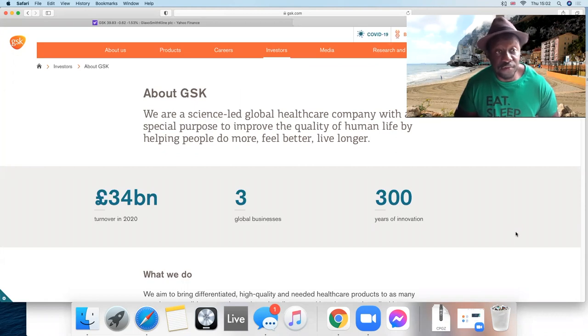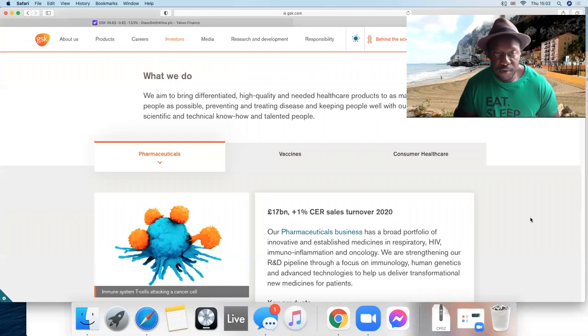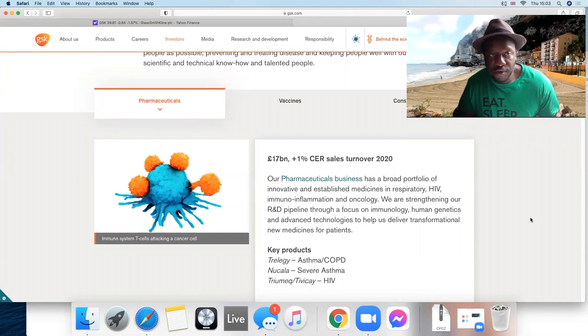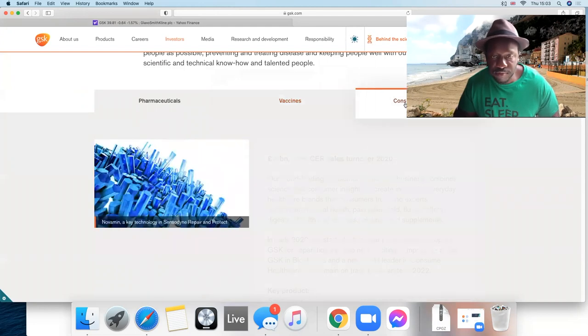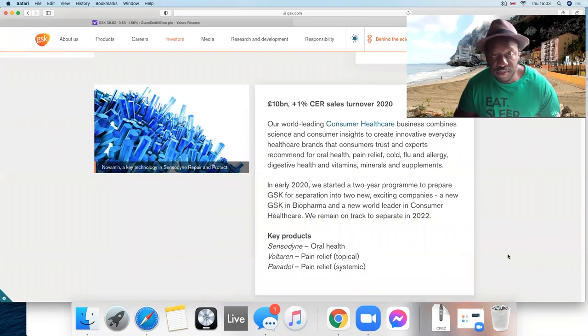It turned over $34 billion in 2020 alone. Their three main sectors are pharmaceuticals, vaccines, and consumer healthcare. Under pharmaceuticals, their key products are Trelegy for asthma, Nucala for severe asthma, and Triumeq and Tivicay for HIV. For vaccines, their key products are Shingrix for shingles, Infanrix for pediatrics, and Bexsero for meningitis. Consumer healthcare, their key products are Sensodyne toothpaste, which I use, Voltaren for pain relief, and Panadol for pain relief.